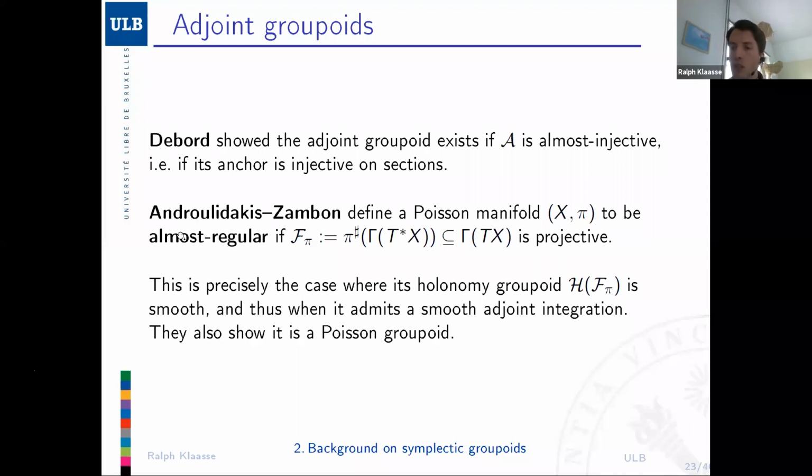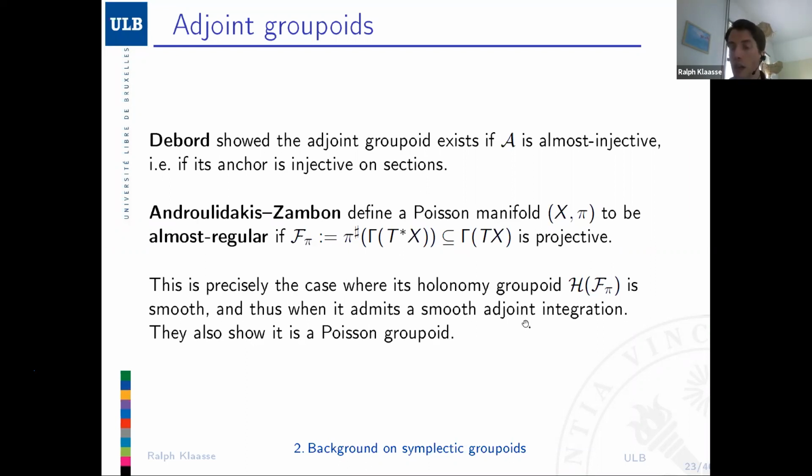Now, the word almost regular is not chosen randomly, of course, because being almost regular is saying that you are generically regular. So you must be almost everywhere regular, but it's more than that. And you can read their paper for specifics, of course. But as it turns out, this is precisely the condition you need such that the holonomy groupoid of the singular foliation F pi is smooth.